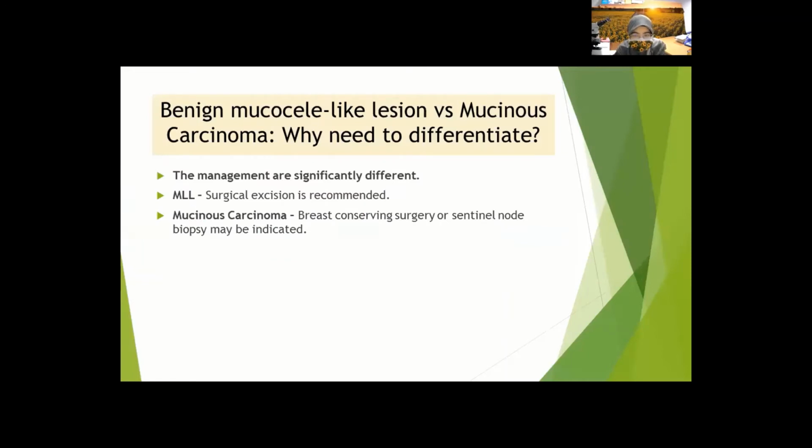So why do we need to differentiate? Because the management, of course, is definitely different. Mucinous carcinoma usually needs sentinel node biopsy. As for mucocele-like lesion, usually they need to excise the lesion.